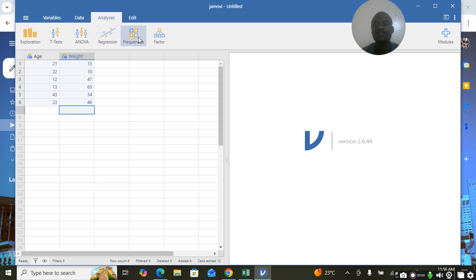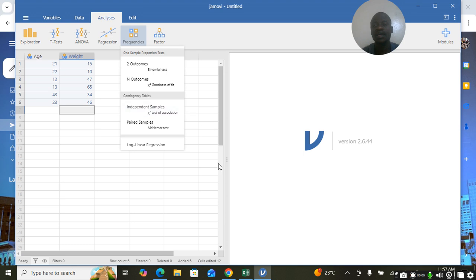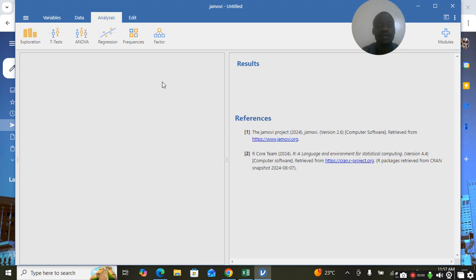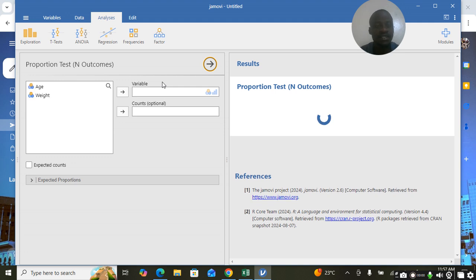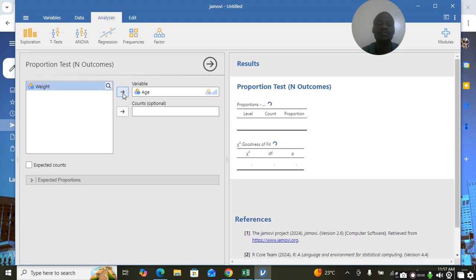So we need to analyze the frequency. Then under this frequency we have the goodness of fit. So I will explain what goodness of fit is. Again, you need to have the knowledge of the chi-square test. So the chi-square test statistic has its own formula. So we have got the null hypothesis. We also have what is termed as the alternative hypothesis.